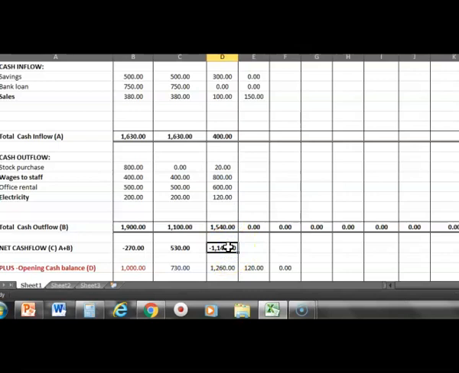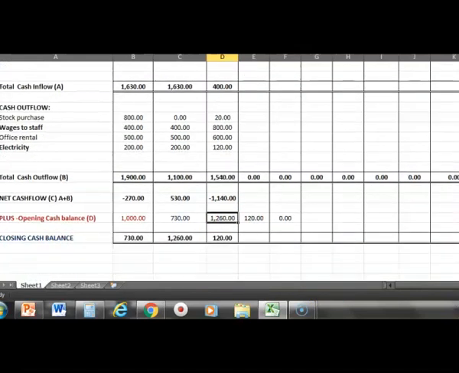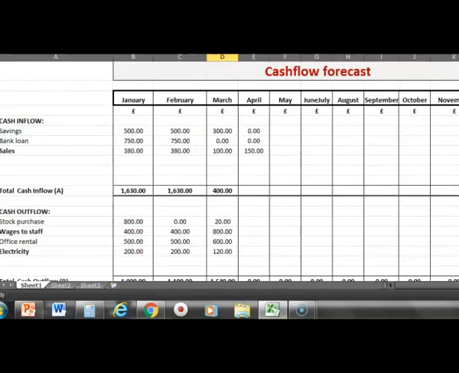Which means they're not making enough money in March. They have less money, but they're still able to get through because they had some money left in the account. As you can see, in March they were making a loss, but because they had an opening cash balance in their account, they were able to pay for everything. So they will perhaps be using their savings to pay. Okay, now let's do April.